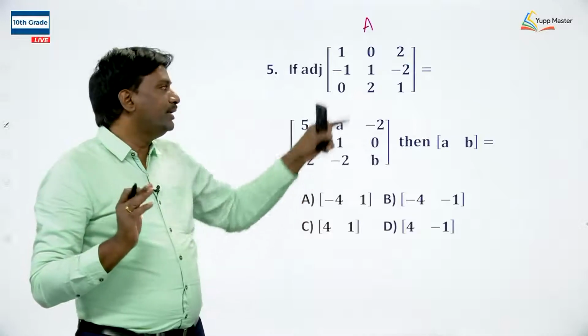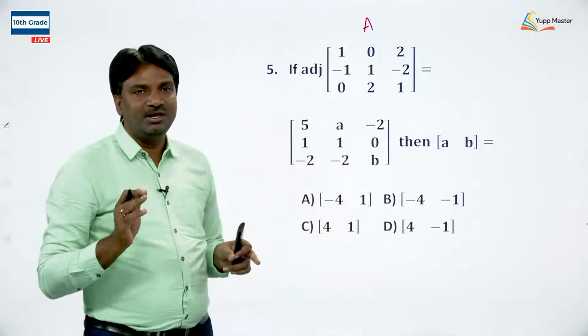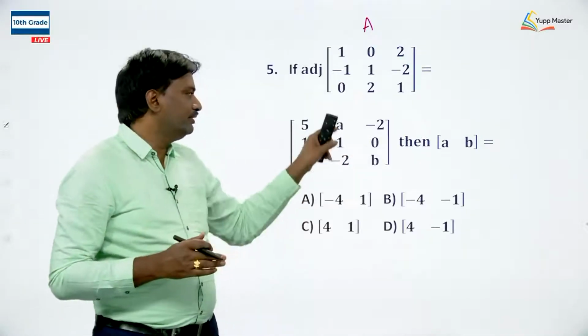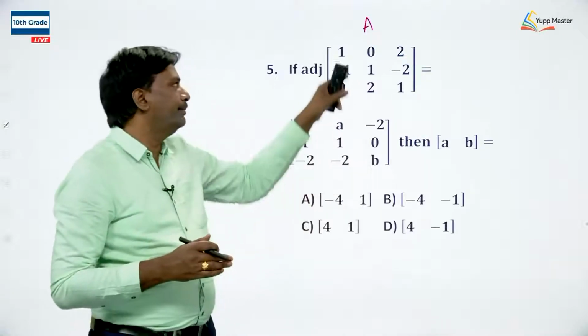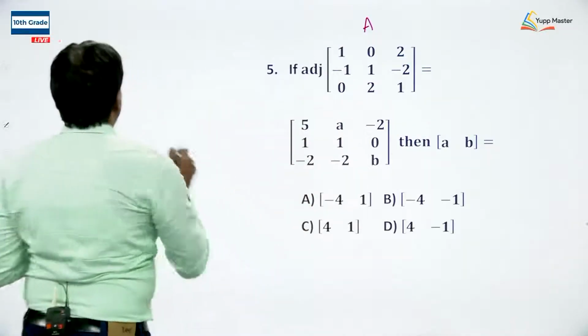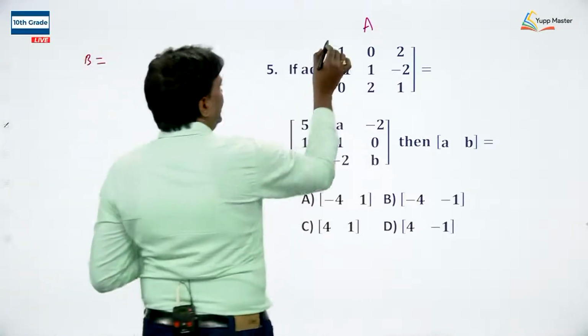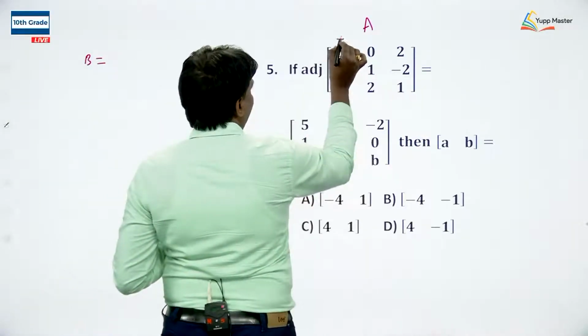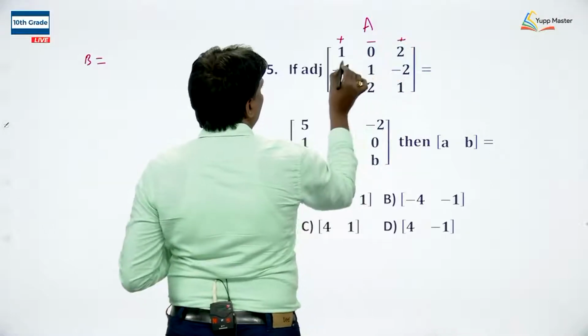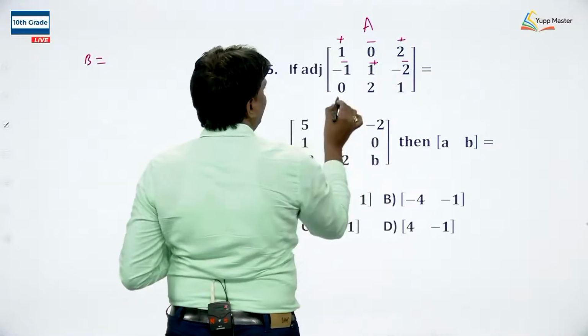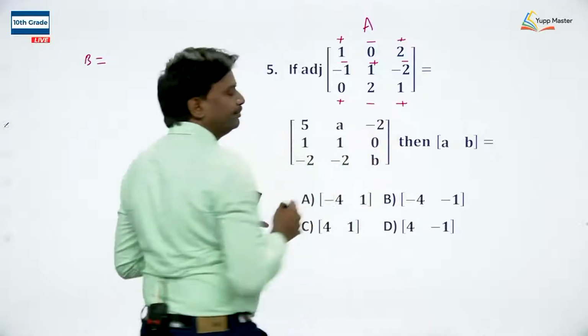After getting adjoint A, equate it to this matrix. By comparing on both sides, you will get the values of A and B. Here, suppose that B is the cofactor matrix of A. You will get the signs alternately: plus, minus, plus, minus, plus, minus, plus, minus, plus.